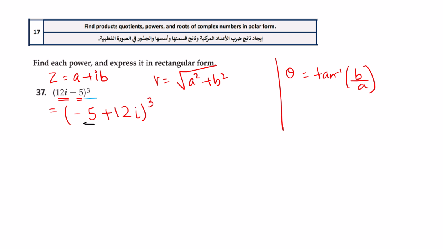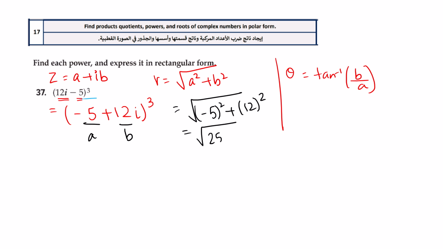Okay, so what is my a now? Minus 5. What is my b now? 12. Remember, iota is indicating the imaginary part, which is i. So we're not going to take it in the value of a and b. So let's get my r now. So minus 5 whole square plus 12 square. So this will come out to be square root of 25 plus 144. So this is coming out to be 13. This is r.